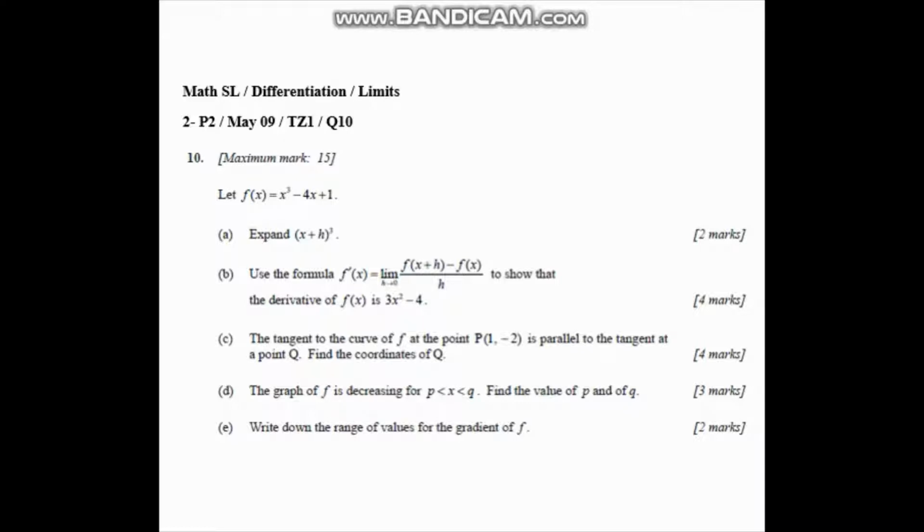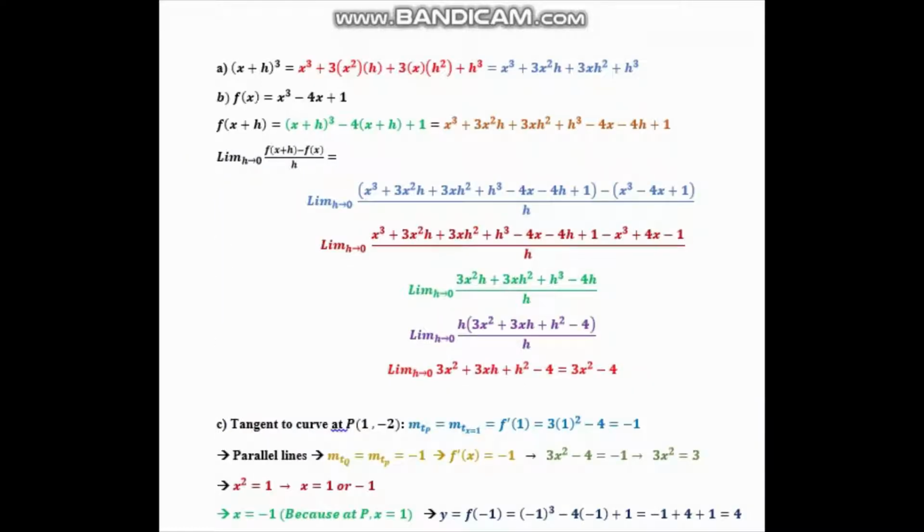So question A requires us to expand x plus h all cubed. Let's take a look at how to do that. This is a regular binomial expansion problem. You just expand the bracket so you get this red expression right there, which can also be rewritten as the blue expression right there.